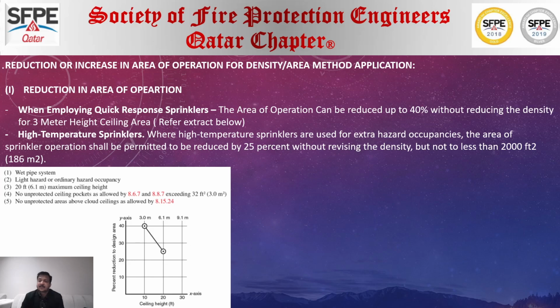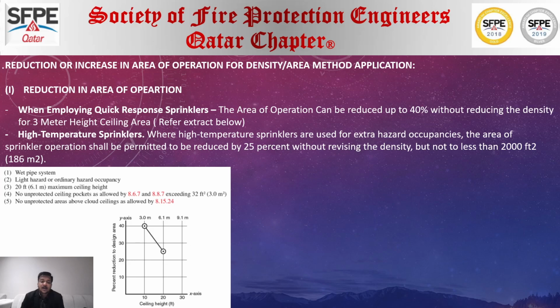As we have seen before in the density area chart, the minimum area of sprinkler operation mentioned for light hazard and ordinary hazard is given as 1500 square feet. If you are using a quick response sprinkler, which has an RTI of 50 or less, you can reduce the area of sprinkler operation to a certain extent. The picture below is extracted from NFPA 13, which shows how much percentage reduction is allowed based on the ceiling height if you are using a quick response sprinkler.